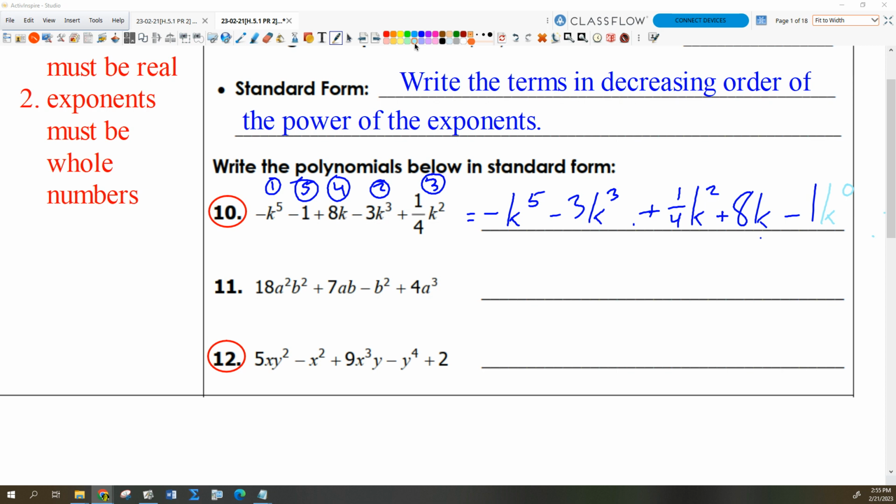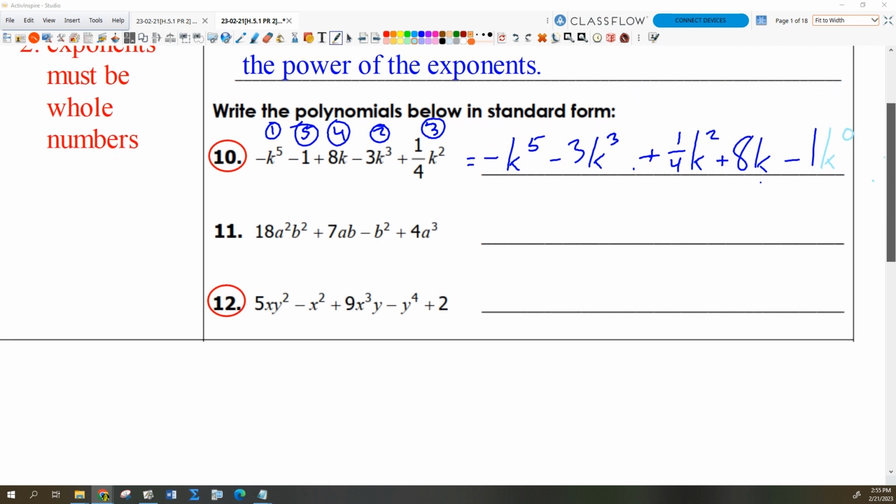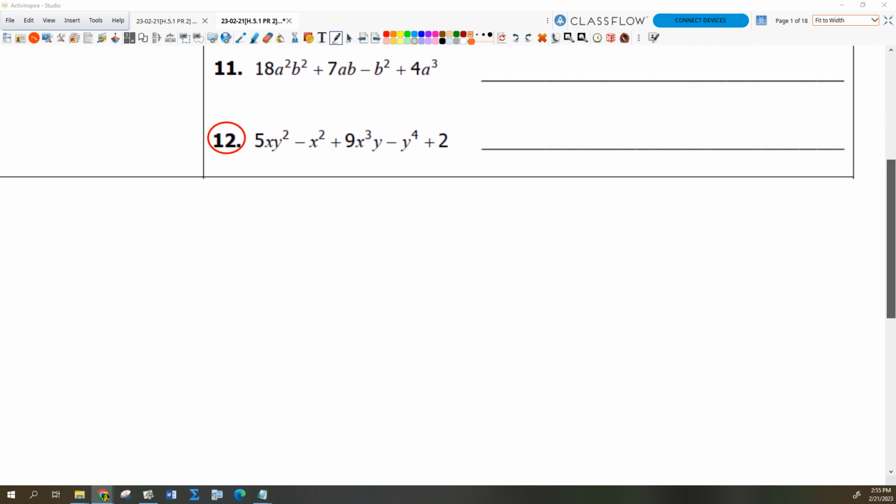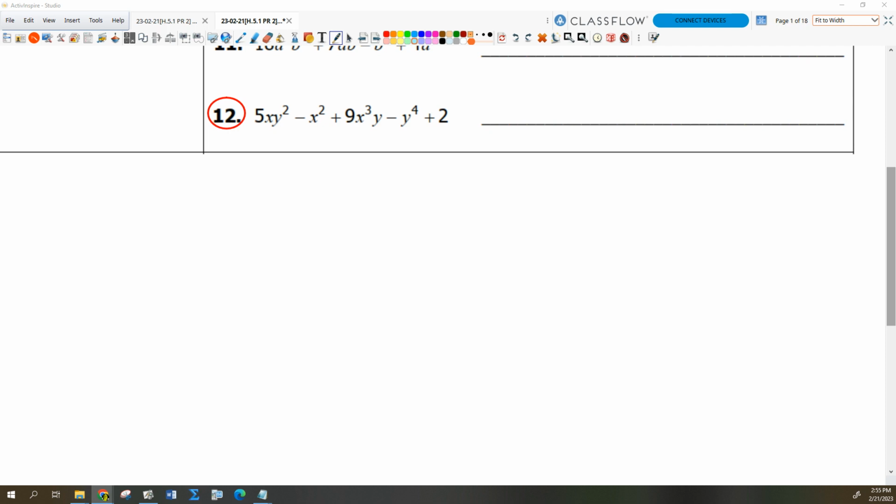Okay. So number 12 is a little bit weird. This is a strange polynomial. We're not going to work a lot with polynomials that have multiple input variables. That's more of a topic for future years. However, we want to know at least how to talk about them. So if we were going to write this in standard form, what do we do with these terms that have both x's and y's?